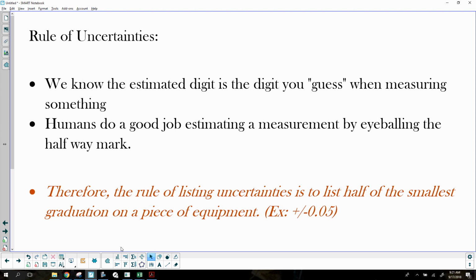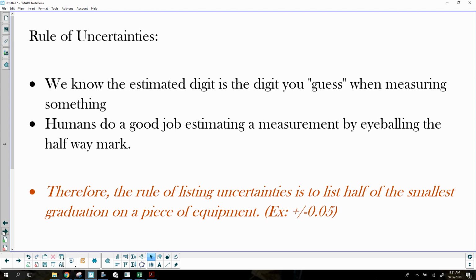We list half of the smallest increment on any piece of equipment. So for example, let's pretend we're talking about our meter stick. Our meter stick, we can estimate to the 100th spot. So we would list after our measurement the uncertainty value of plus or minus 0.05 centimeters.